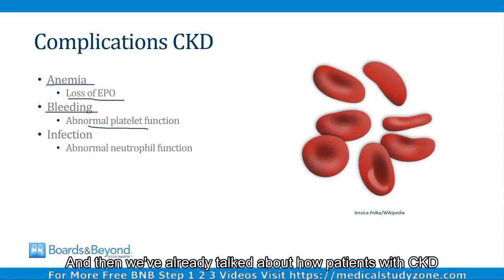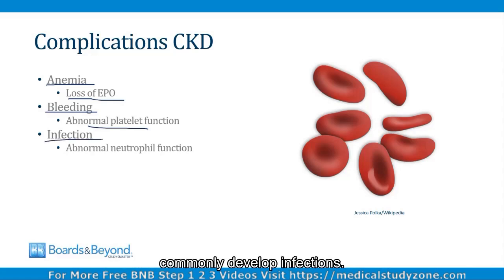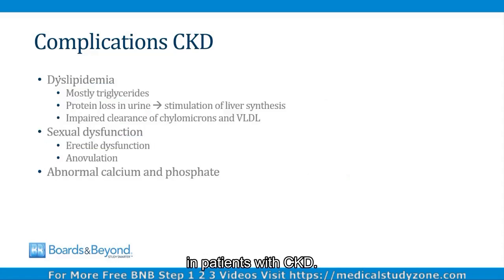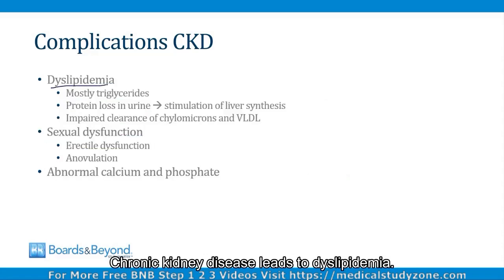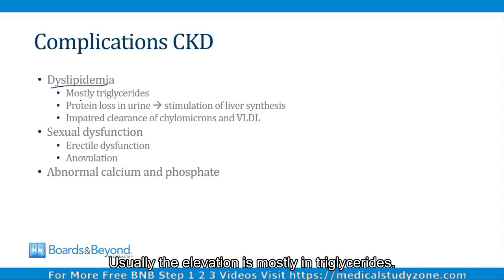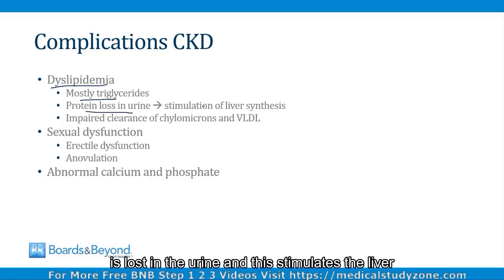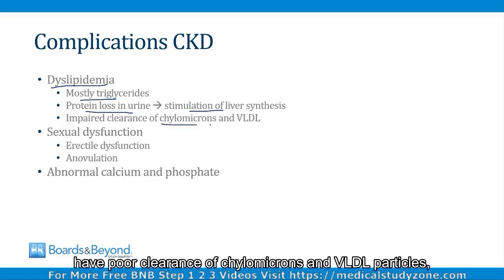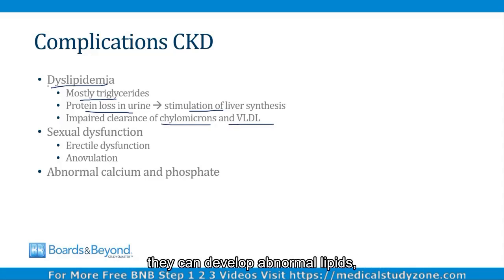And then we've already talked about how patients with CKD commonly develop infections. This is because neutrophils don't function normally in patients with CKD. Chronic kidney disease leads to dyslipidemia. Usually the elevation is mostly in triglycerides. One of the reasons for this is because protein is lost in the urine, and this stimulates the liver to synthesize more protein, and along with that, the liver will produce more triglycerides. In addition, patients who have CKD have poor clearance of chylomicrons and VLDL particles, and so for all of these reasons, they can develop abnormal lipids, especially hypertriglyceridemia.